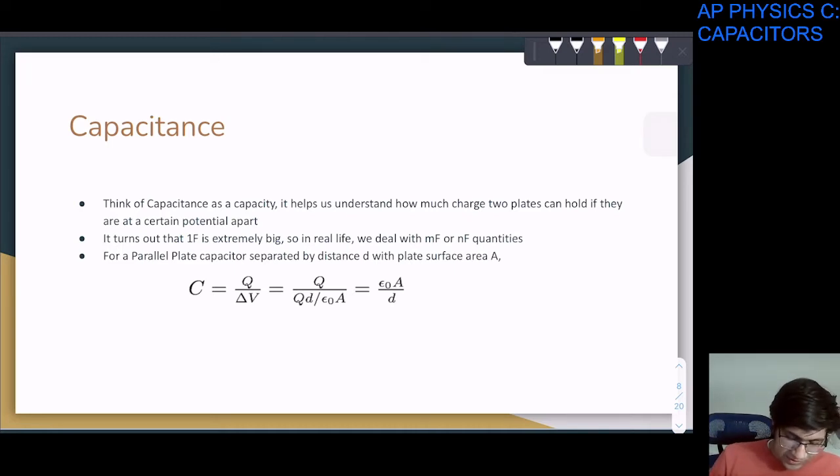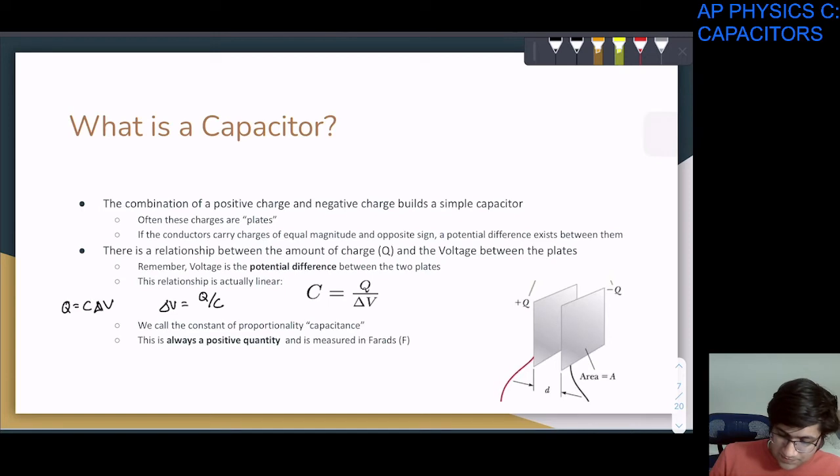So a parallel plate capacitor, and this is this picture over here, parallel plates, plus Q, minus Q. The surface area of a single plate is A, and they're separated by a distance D.